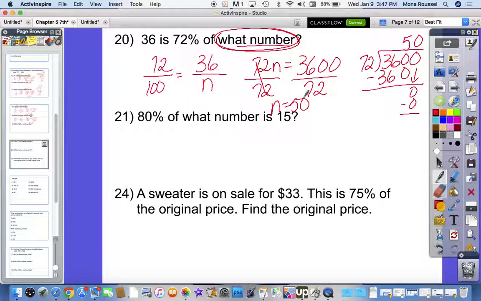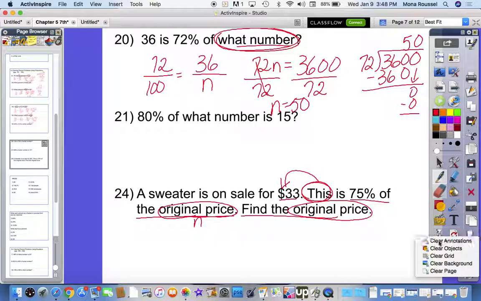If we look at the word problem, a sweater is on sale for $33. That's probably some information we'll need. This is 75% of the original price. Find the original price. Since that's what we're being asked to find, that's our unknown, that's our variable. So now we know that 33 is 75% of the original price, because the word "this" refers back to the price of the sweater.